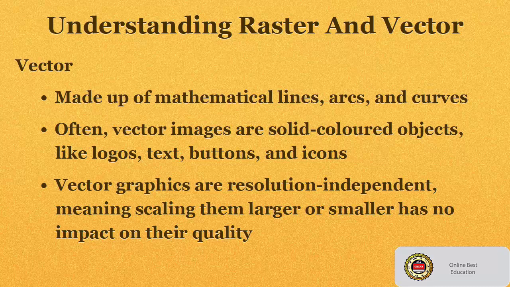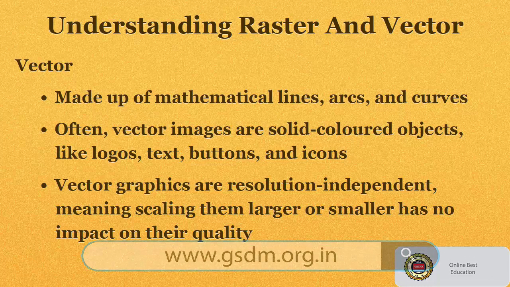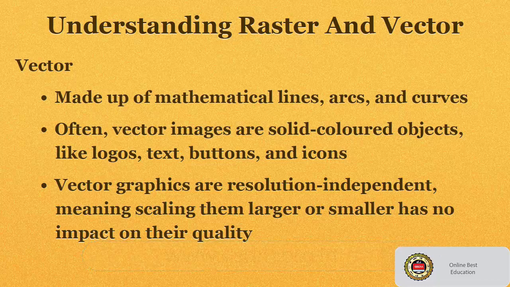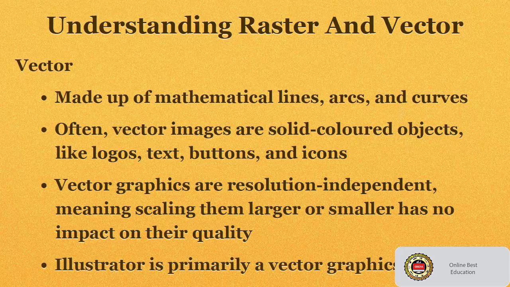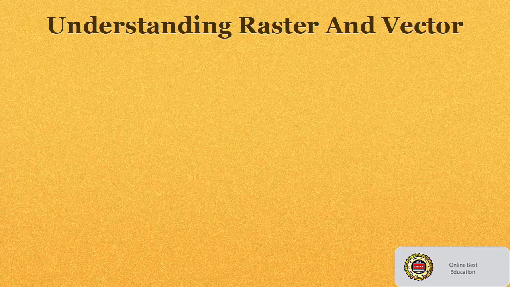So I could take a logo. If I had a vector version of a logo, I could make it theoretically as large or as small as I wanted to. Because it's all based on math, I don't have to worry about a loss in quality. Now, Adobe Illustrator is primarily a vector graphics editor. So think of Photoshop and Illustrator as brother and sister. Photoshop's really great at handling raster graphics. Illustrator is really great at handling vector graphics, although there is some overlap between the two. Okay? So there we go. I hope that gives you a little bit of clarity in terms of raster graphics and vector graphics.